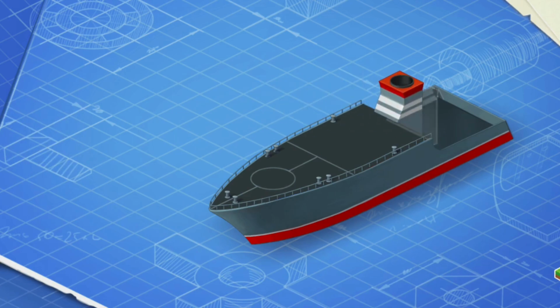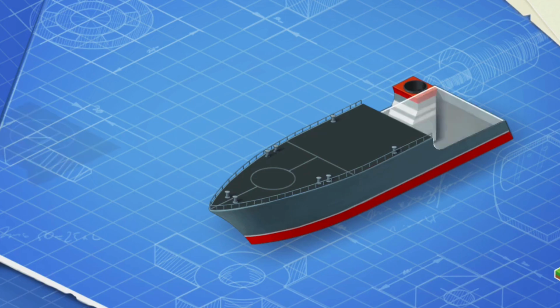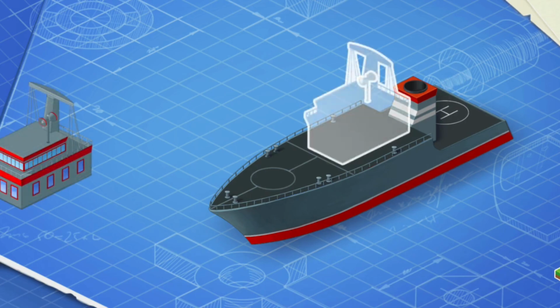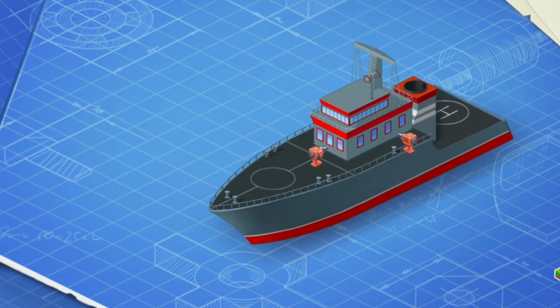And now we need to install a funnel. It is needed to expel smoke and gases from the engine compartment. Let's install a helipad. It is needed so that a helicopter could take off and land on board of a destroyer. Now it's time to install a superstructure with a bridge and a mast. The destroyer is controlled from the bridge.